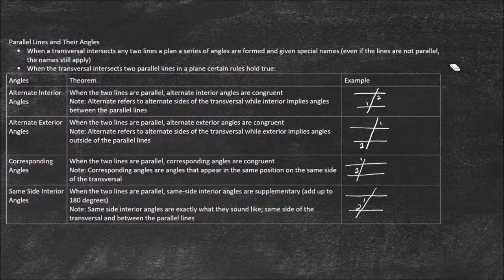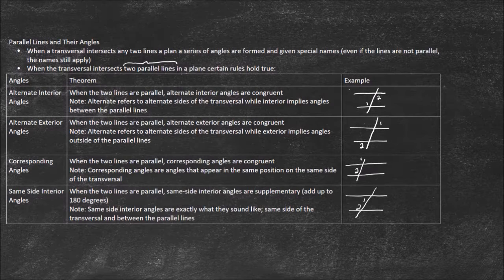Okay, so now there's a bunch of theorems that happen only when the two lines are parallel. That's the key here, two parallel lines. The lines that the transversal is going through have to be parallel for these things to be true. The first one, the alternate interior angles theorem, says when two lines are parallel, alternate interior angles are congruent.